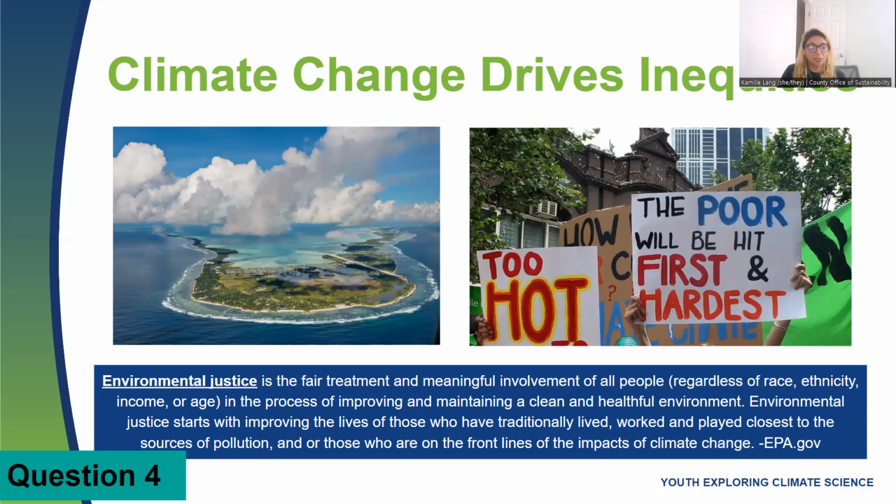They define environmental justice as the fair treatment and meaningful involvement of all people, regardless of race, ethnicity, income, or age, in the process of improving and maintaining a clean and healthful environment. So they're saying that it's not fair that climate change impacts people differently, but what we can do to address this is make sure that everyone has a solution. Everyone's a part of the solution to addressing environmental justice issues.